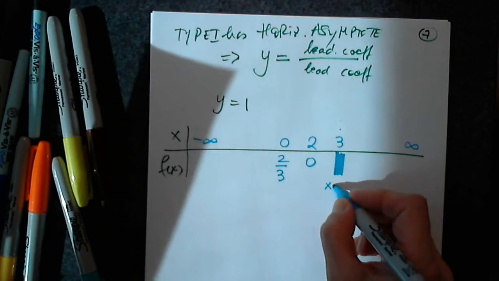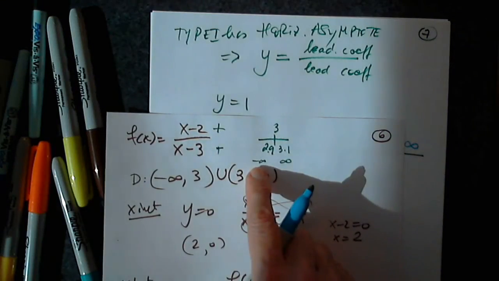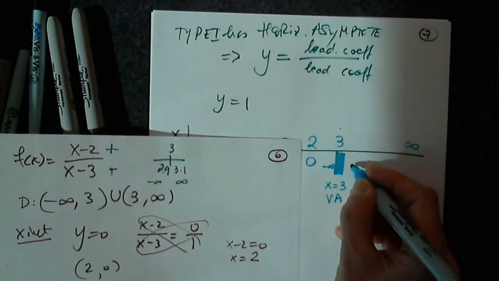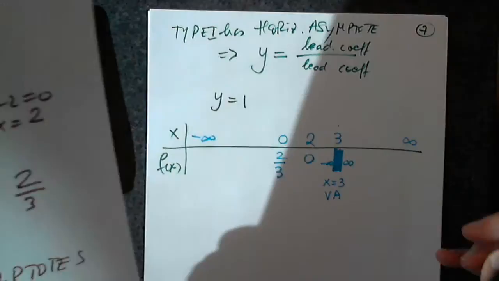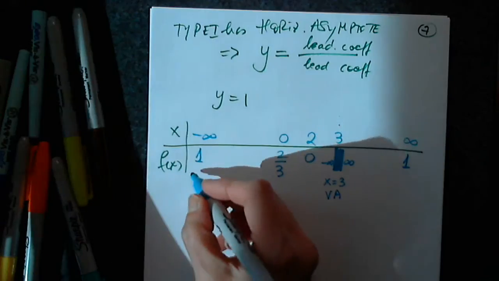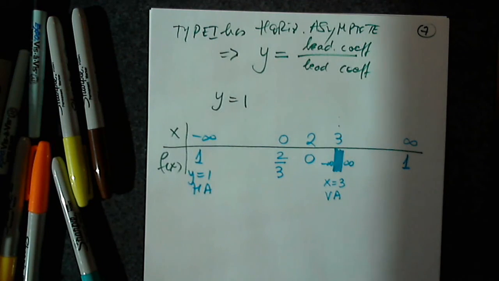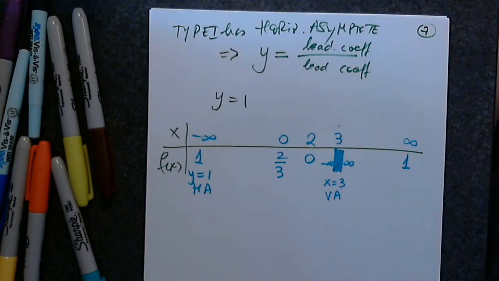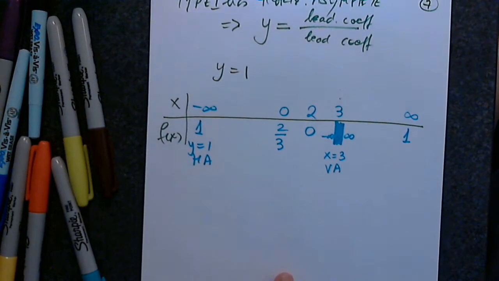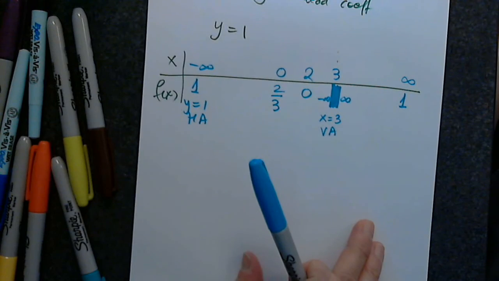Then you said that we agreed that x equals 3 is a VA. We agreed that left and right, negative infinity, positive infinity. We agreed that there is a horizontal asymptote, y equals 1. And there is nothing else. That's all I need. Now let's try to understand all this information and then decide how to graph.